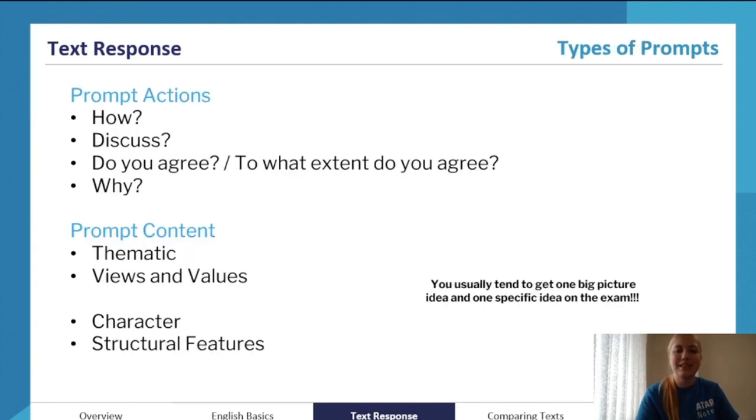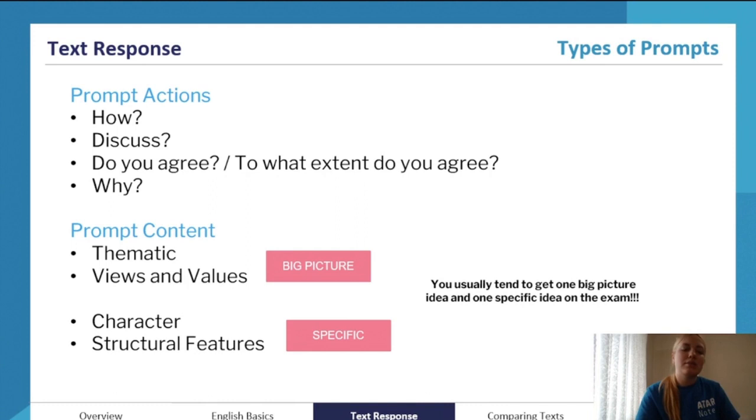So the types of prompts you can really get: prompt actions, maybe how, discuss, do you agree, to what extent do you agree, and why. All of these ask you to do the same thing. Choose a main opinion, have two body paragraphs about it, and have one body paragraph that is a counter argument.